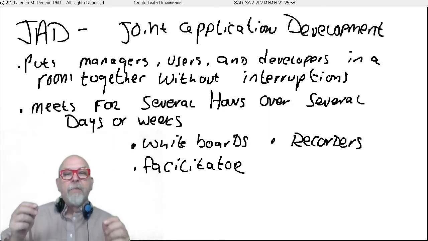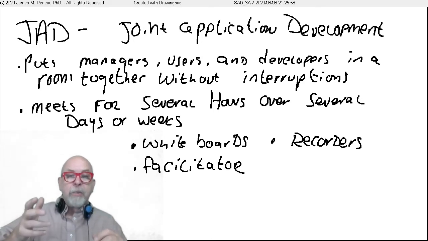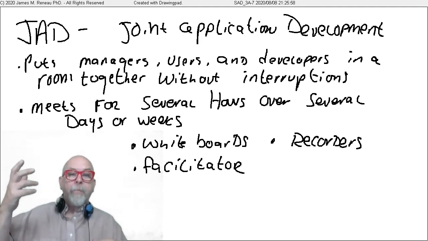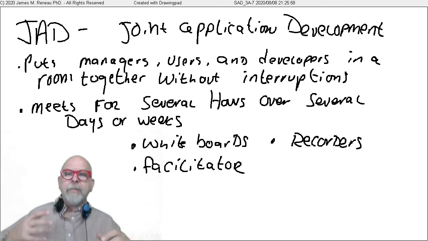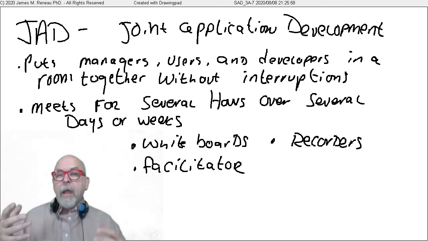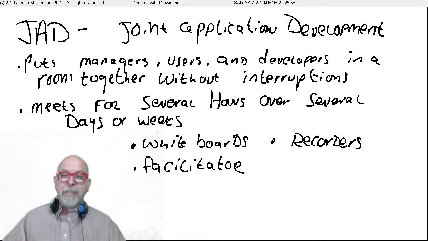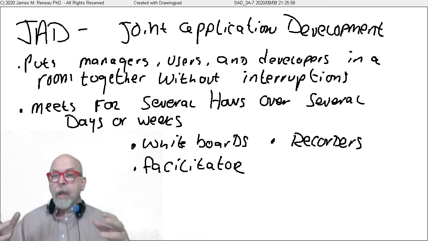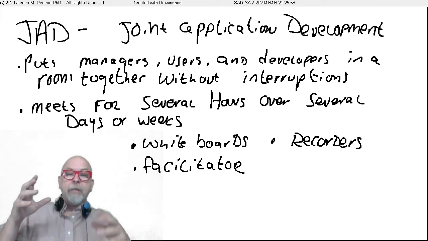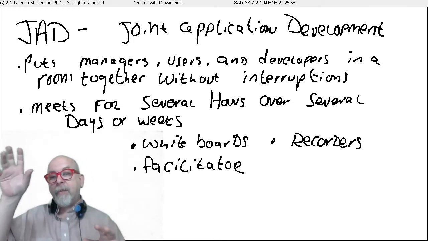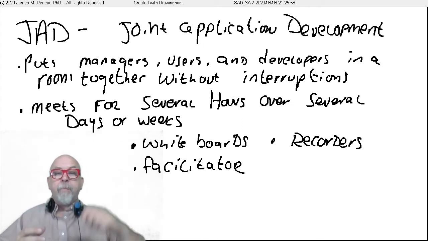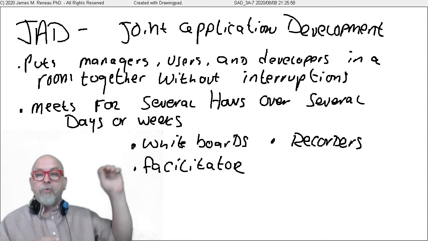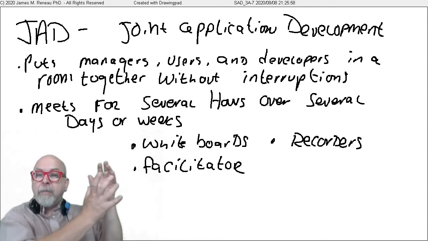And we meet for several uninterrupted hours over several days or several hours each week for several weeks. We use whiteboards. We may have a secretary there to record everything that's said. We'll have somebody as a facilitator. And during these joint application development sessions, we'll all sit around and say, well, we need the system to do this. And then somebody will say, yeah, but this. And then somebody will say this. And the facilitator or one of the analysts or one of the programmers will jump up and draw a screen on the whiteboard or draw a flow chart on the whiteboard and say, you mean something like this?